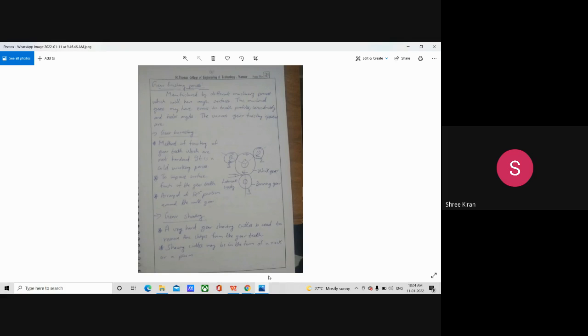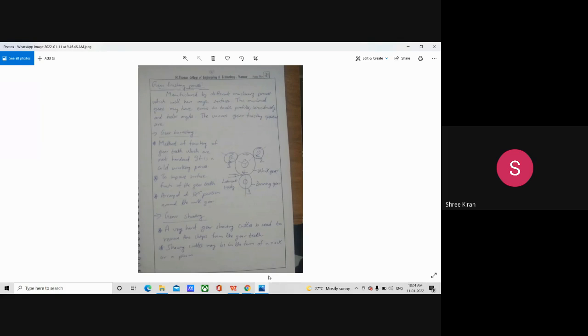It is told as a very hard gear shaving cutter used to remove the chips from the gear tooth. So a very hard means what is the purpose? In order to remove the material. Okay. So why do we remove the material in the gear shaving process? To get the required dimensions.